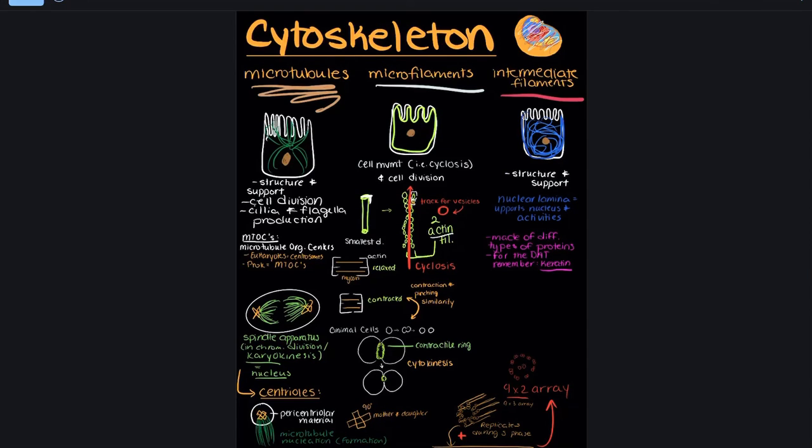So essentially, the main takeaway here is that microfilaments are for movement, intermediate filaments are for cell structure, microtubules are for cell structure, division, flagella, and cilia production. I hope this helps.